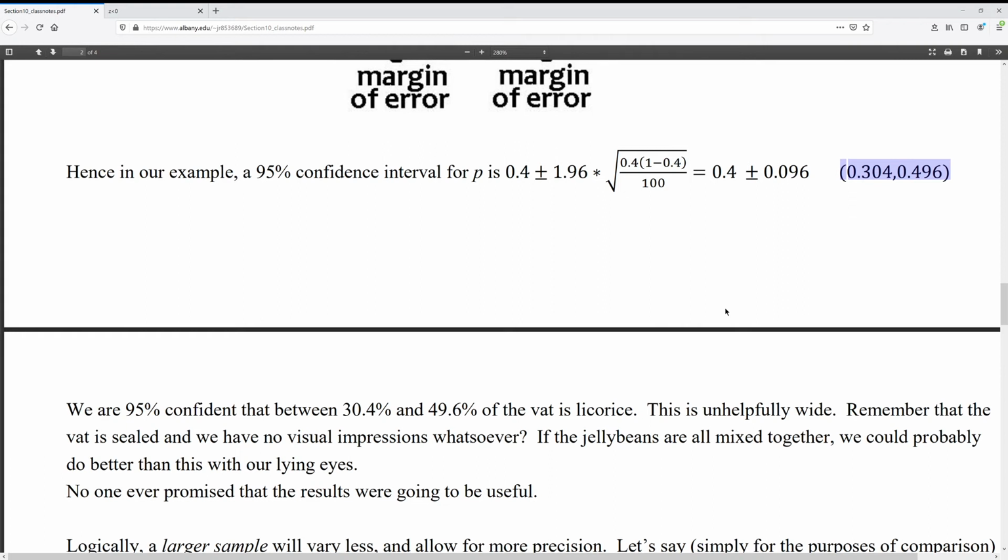It sounds almost silly when you say it with percents, right? We are 95% confident. We're not even positive. We're only highly confident that between 30% and 50% of the vat is licorice.